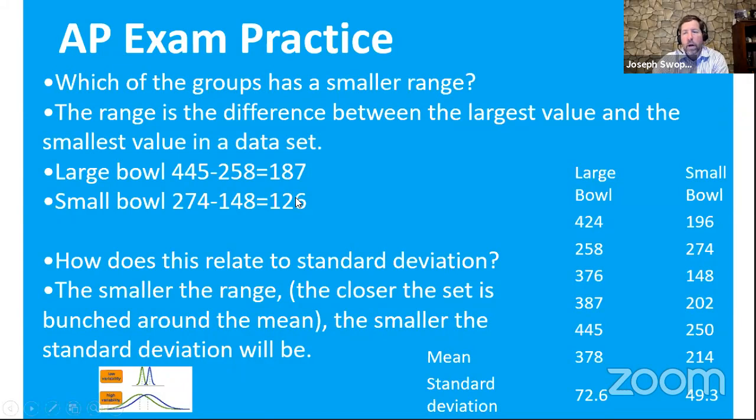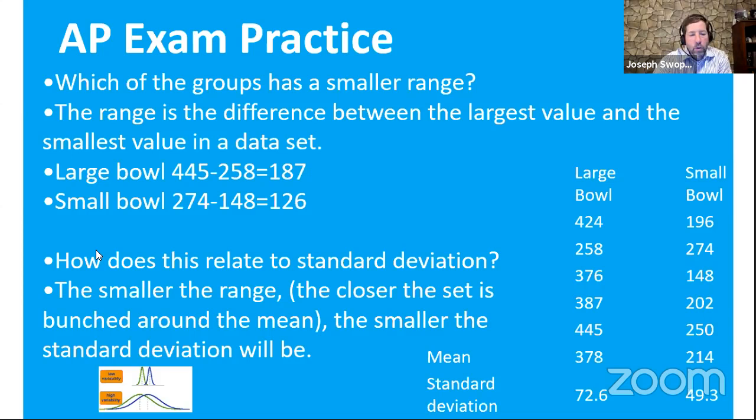The small bowl did. That's probably the easier side of the second bullet point, but there was a second part. How does this relate to standard deviation? The FRQs aren't necessarily going to ask you these easier questions of doing some quick subtraction. What they want you to do is define, apply, and add synonyms. So we're going to go a little deeper. Well, the smaller the range, the closer the set of numbers is bunched around the mean, or the less it's spread out. That means the smaller the standard deviation will be.